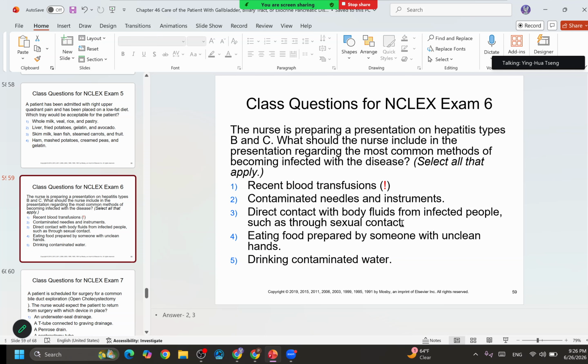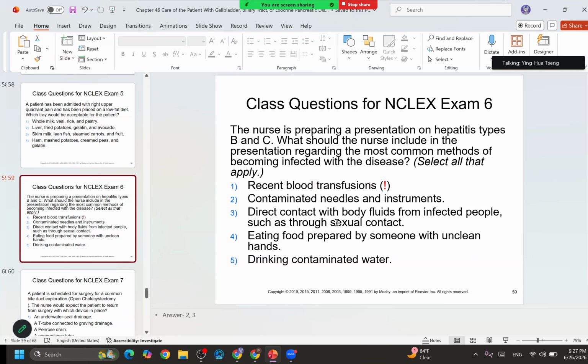Some people say, Patrick, you said it could be contaminated by blood, right? It's body fluid. So why is this not an answer? I marked it here. That's why I want you to stop and think twice. And this is a change by the NCLEX timing. Number one was a correct answer before, but it's not a correct answer in this timing anymore. So what happened? Is it because of cross match?